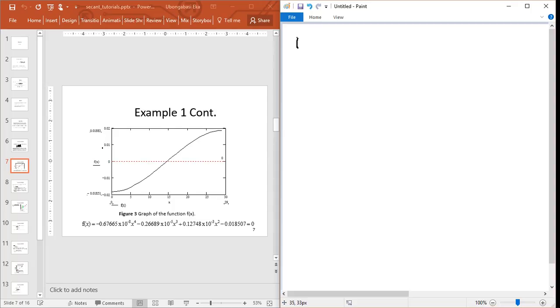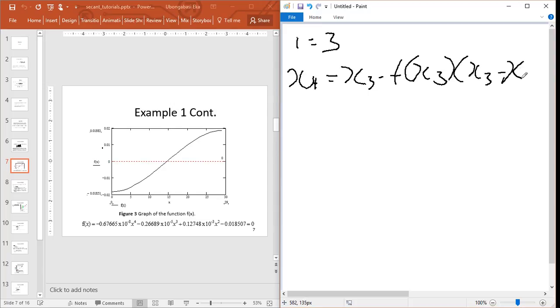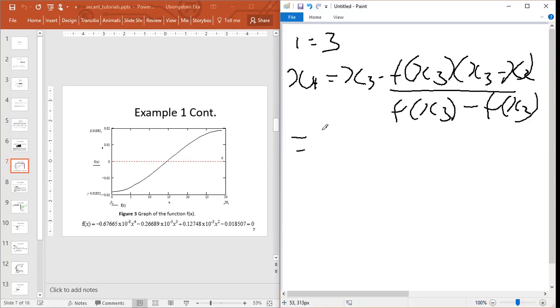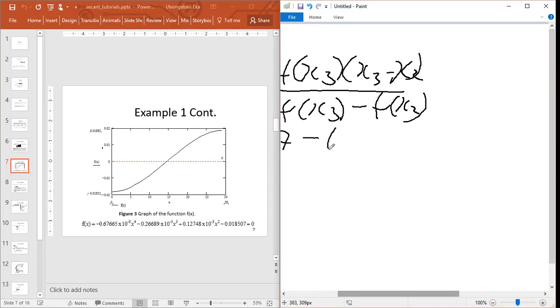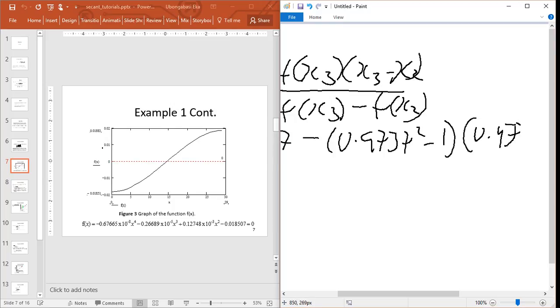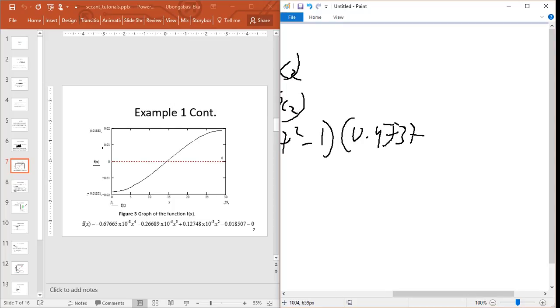So here, when i equals 3, x4 equals x3 minus f(x3) times x3 minus x2 all over f(x3) minus f(x2). So we plug in 0.9737 minus 0.9737 square minus 1 times 0.9737 minus 0.875 all over 0.9737 square minus 1 minus 0.875 square minus 1.